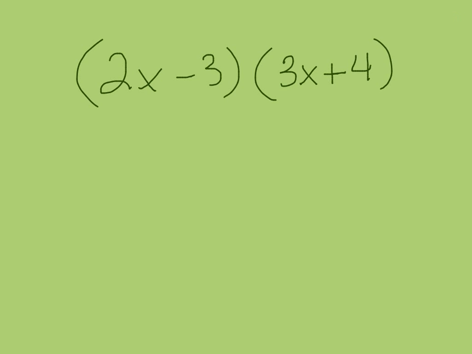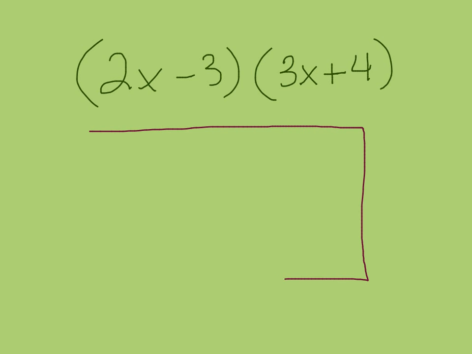Okay, Algebra 1, I'm going to do some examples on how to multiply polynomials. We'll start out with these two binomials, 2x minus 3 times 3x plus 4, and we're going to use the area model on this first example, and then I'll show you again using FOIL.